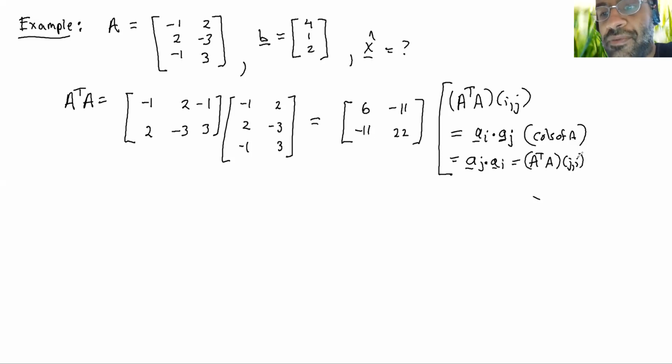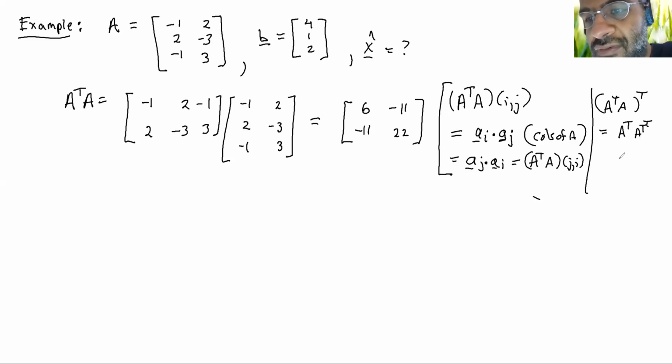Okay, so this always happens. This is not an accident or anything like that. And another way to see it algebraically is just that, well, (A transpose A) transpose is A transpose times A transpose transpose, which is just A transpose A, which is the same thing. So the matrix is equal to its transpose. So here are two ways to see this. It's called a symmetric matrix. Anyway, that's A transpose A.